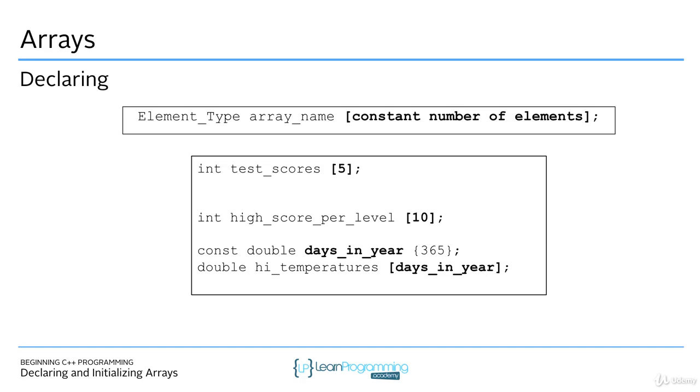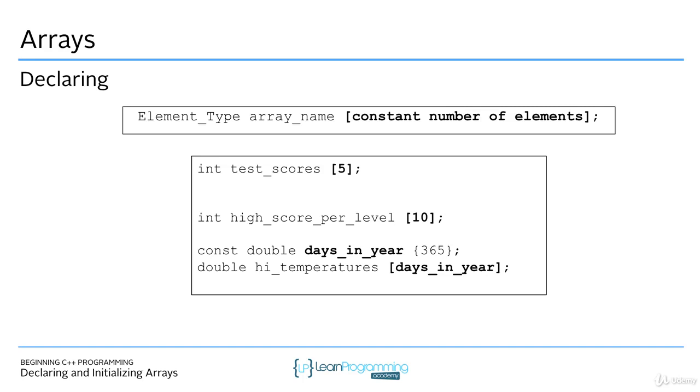In the first example, we're declaring an array named test scores of 5 integers. The second example declares an array named high scores per level of 10 integers. And the third example declares an array named high temperatures of 365 doubles. Notice that days and years are declared constant, so the compiler knows its value.